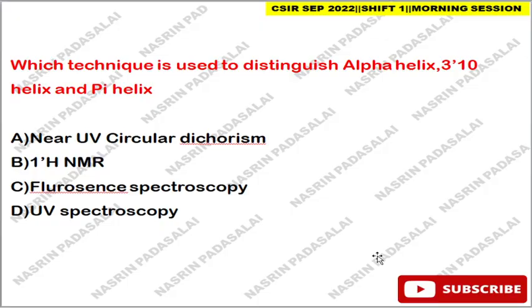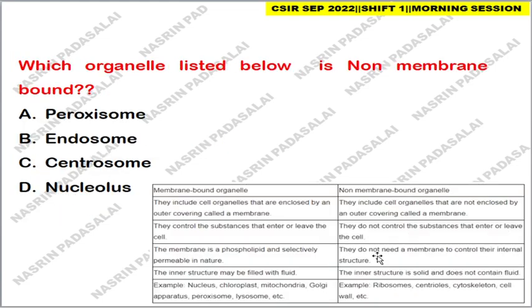Next question: which technique is used to distinguish between alpha helix, 3-10 helix and pi helix? All these helices belong to the secondary structure of protein, which is found in proteins as well as polypeptides. If you understand this concept, it is easy for you. So the question arises, which technique is used to determine the secondary structure of protein? The answer is circular dichroism spectroscopy, that is, near UV circular dichroism spectroscopy is used, whereas if you want to work on tertiary structure, you need to go for X-ray crystallography.